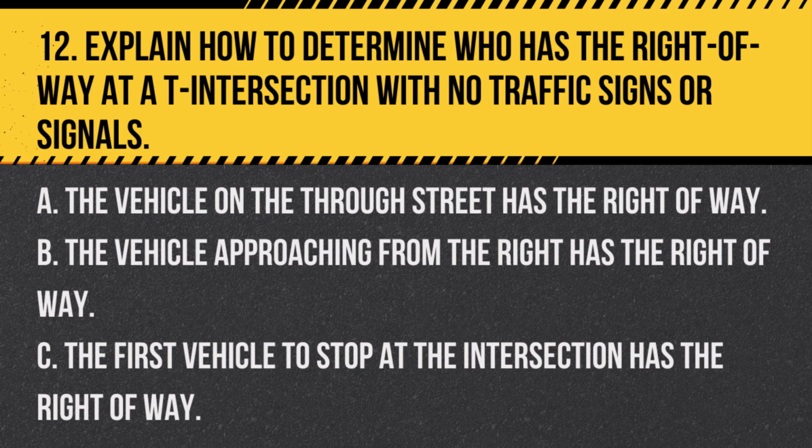B. The vehicle approaching from the right has the right-of-way. C. The first vehicle to stop at the intersection has the right-of-way. Answer A. The vehicle on the through street has the right-of-way. At T intersections, vehicles on the terminating street must yield to those on the through street.